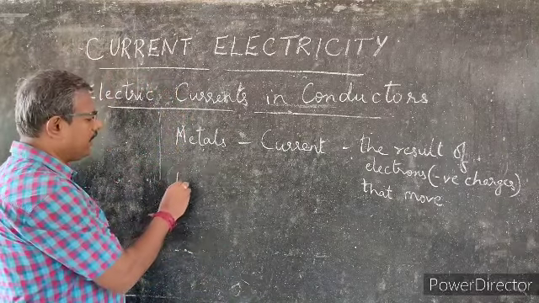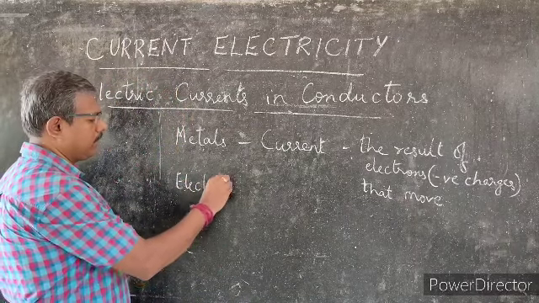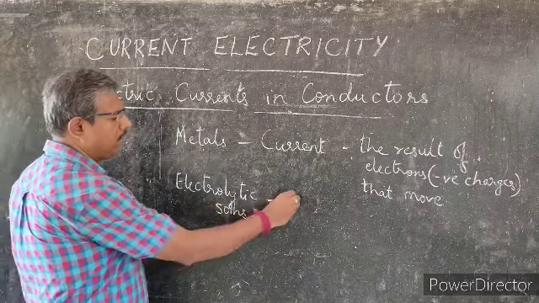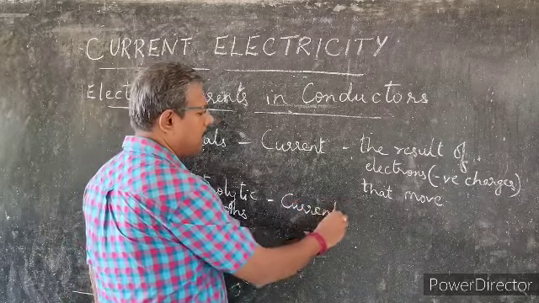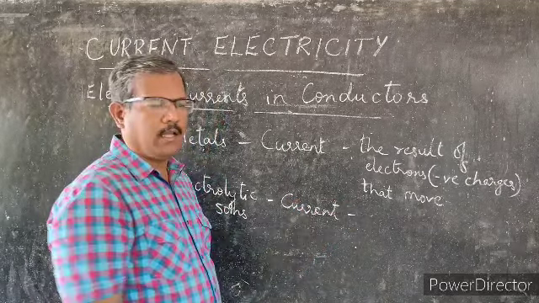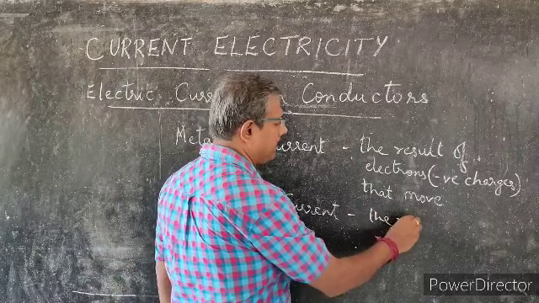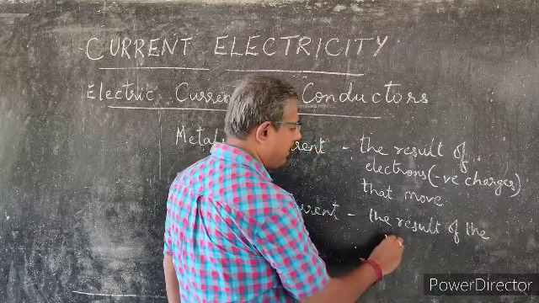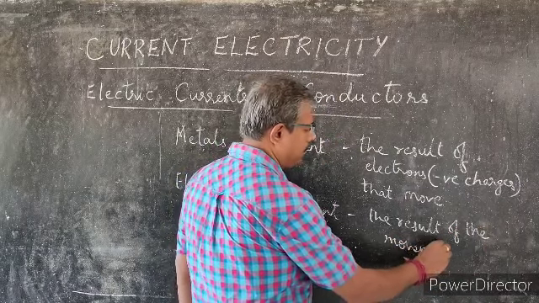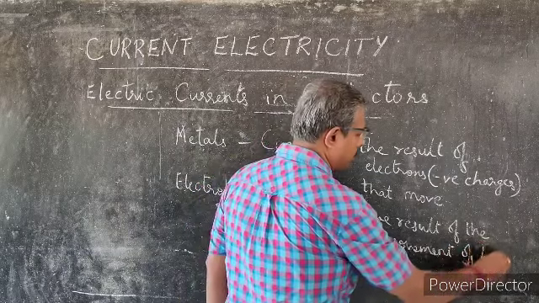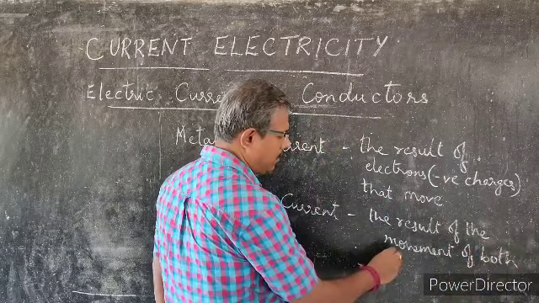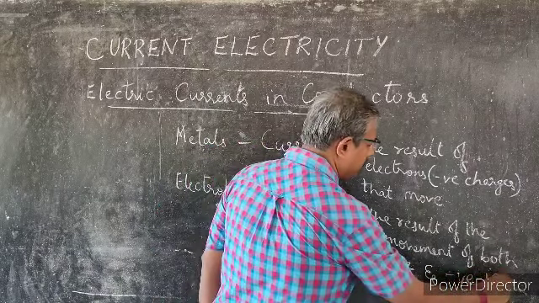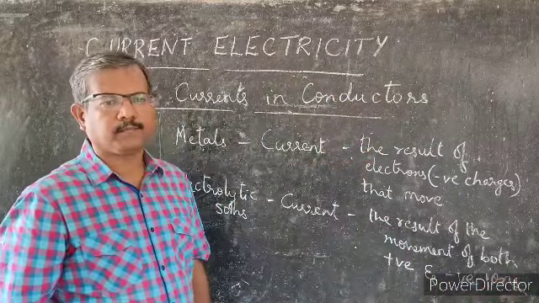Whereas in the case of electrolytic solutions, current is the result of the movement of both positive and negative ions.